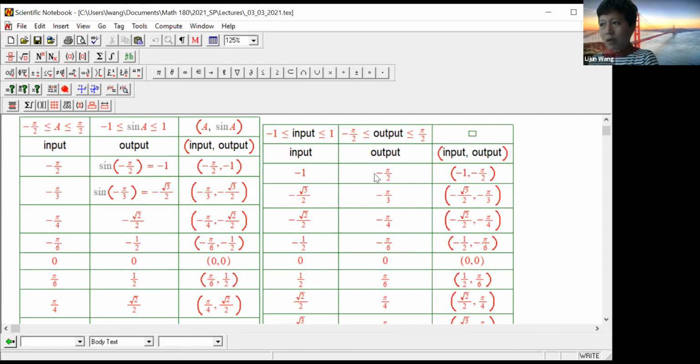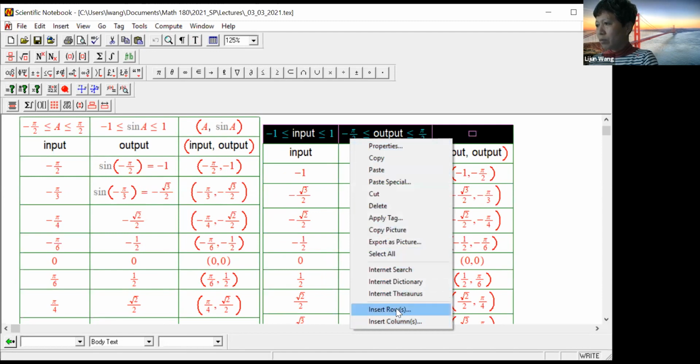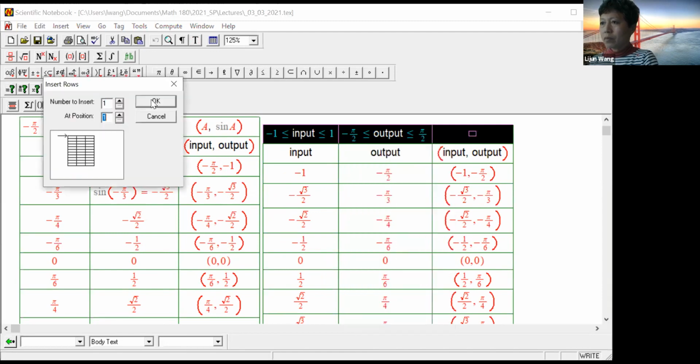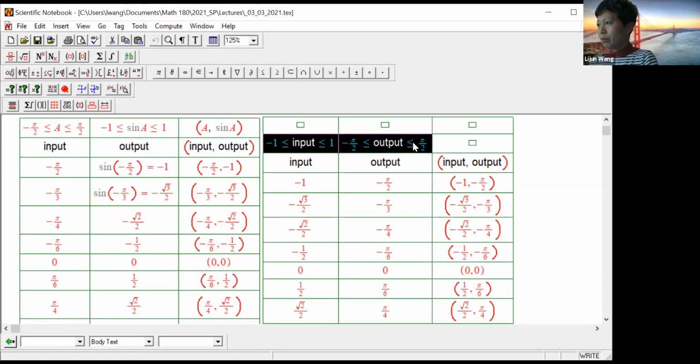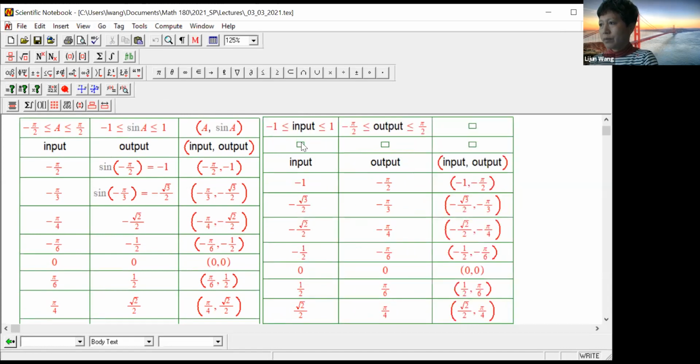Now, on the inverse function, however, the input usually is called x. So I'm going to insert a row. We still have the original row, but I'm going to add to it. If the input is called x, which is often used, and the output, we use a new notation.